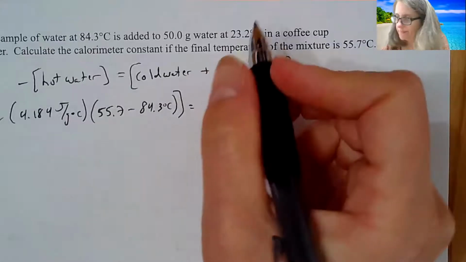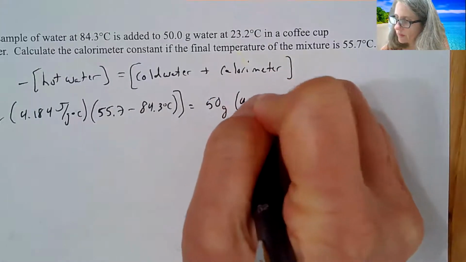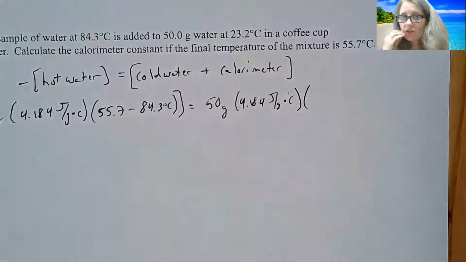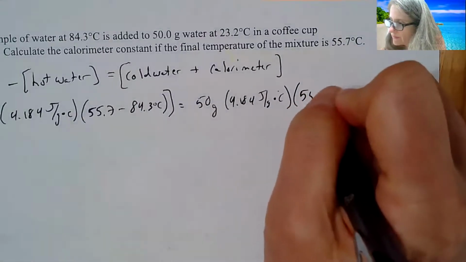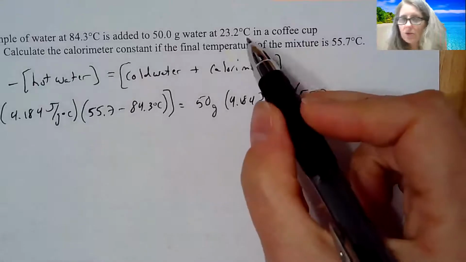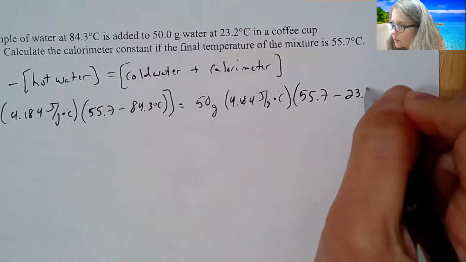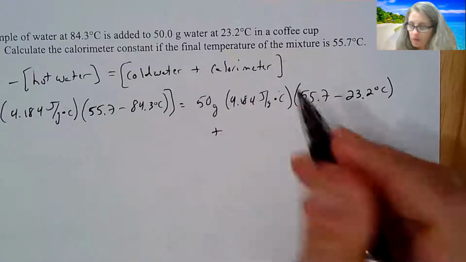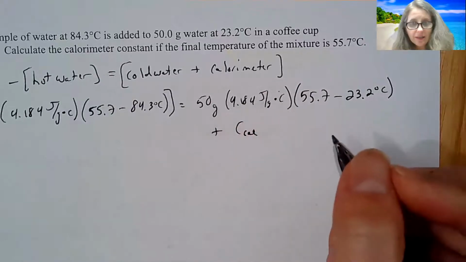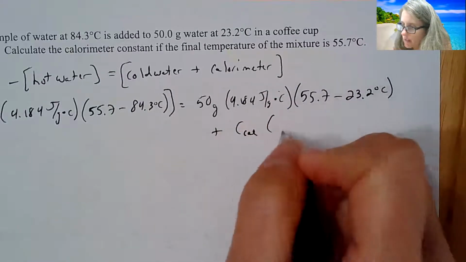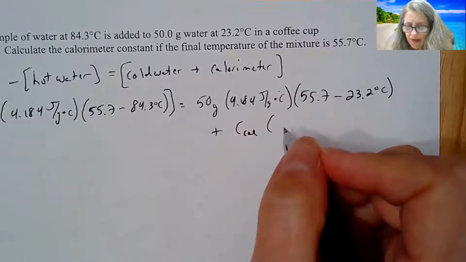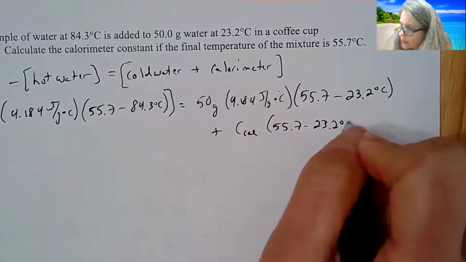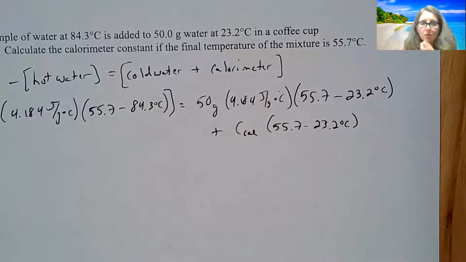So then the cold water, I have 50 grams, 4.184 joules per gram degrees Celsius. And then this change in temperature is going to be 55.7 as the final temperature, but the initial temperature of what I call the cold water is 23.2 degrees Celsius. On this side, I also have the calorimeter. Well, I don't know the calorimeter constant, that's what I'm trying to find, but I know that the calorimeter itself has the cold water. So the temperature change is going to be that of the colder water, because you're dumping the hot water into the cold water.